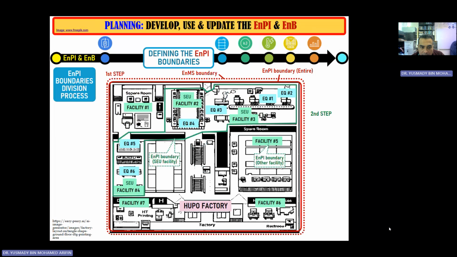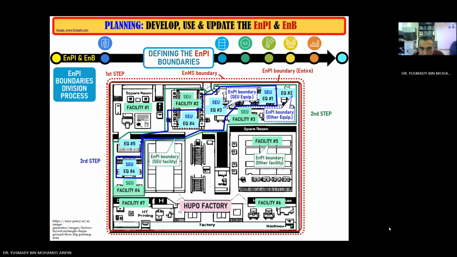And then for step number 3, we need to identify the equipment involved. For example, in this case, equipment number 1 until equipment number 6 in that factory, and we need to determine which equipment is considered as SEU, that uses more energy within the boundary. So we have a boundary for the SEU equipment and also the EnPI boundary for the other equipment that is not considered as SEU equipment. So this is how we divide the boundaries for different categories in terms of energy consumption for the specific factory.